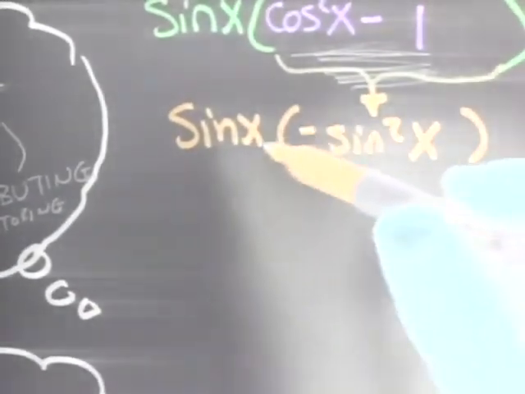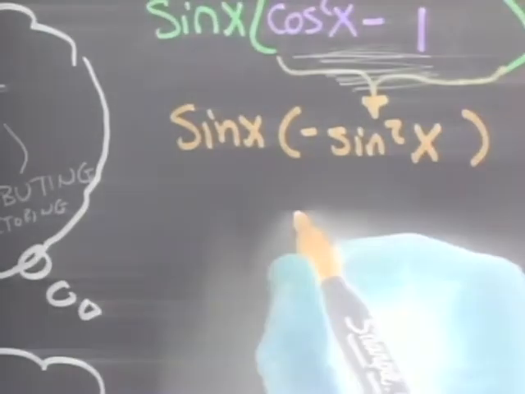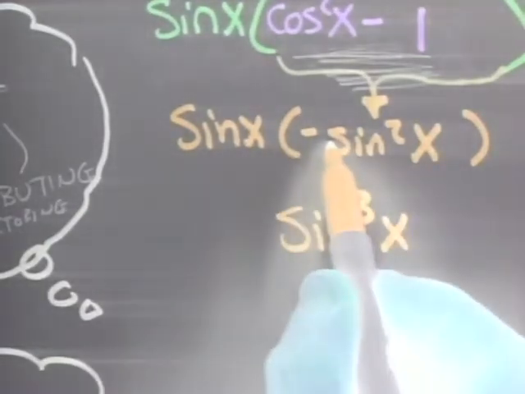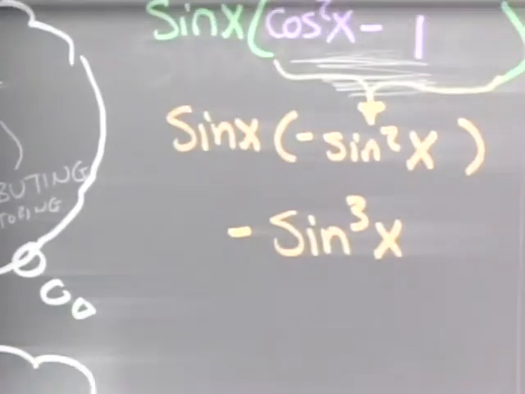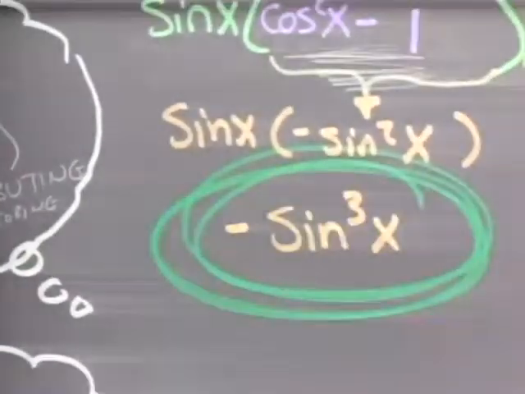And if you have sine x and you have sine squared x, that multiplies together and just makes sine to the third x. But don't forget, since this one's negative, it's positive sine x times negative sine squared x. And there is your final answer. It's negative sine to the third x.